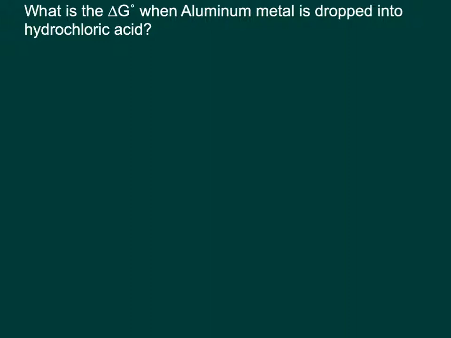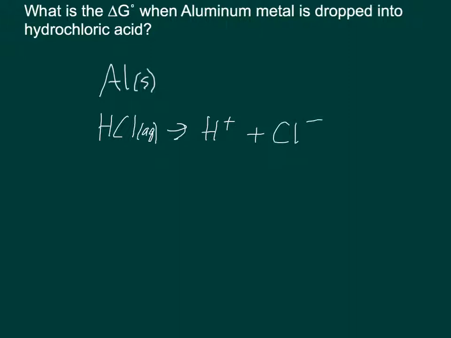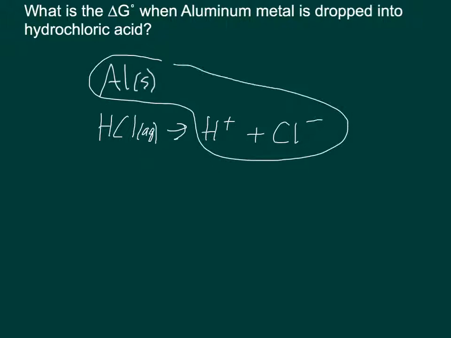So first thing we need to do is figure out what we're dealing with. So we're looking at aluminum metal, Al solid, and hydrochloric acid, HCl aqueous, and when we dissolve that, it's really going to be H plus and Cl minus. Okay, so these are really the three things that we have floating around that we need to figure out for the reaction. So we're going to go to the standard reduction potential table, and we're going to look up those three and figure out where they are in relation to each other and what can happen.